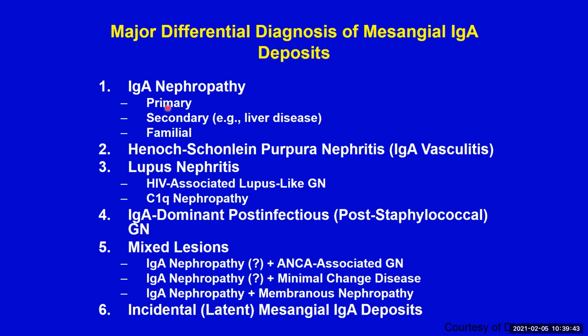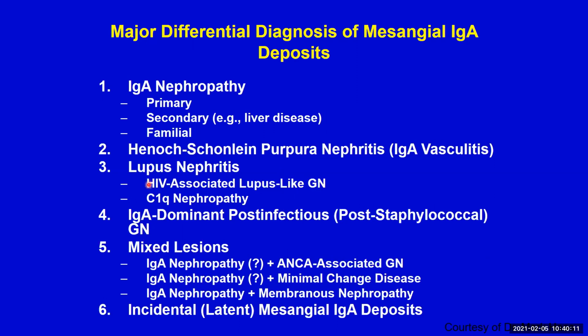IgA nephropathy can be either primary, secondary, or familial. Okay, it's very, very common in Asian populations. In adults, it's usually limited to the kidney, right? But in children, it can have a systemic onset that can affect the whole body. And it's usually in organs or vessels of other organs, most commonly the skin, which presents as an IgA vasculitis.